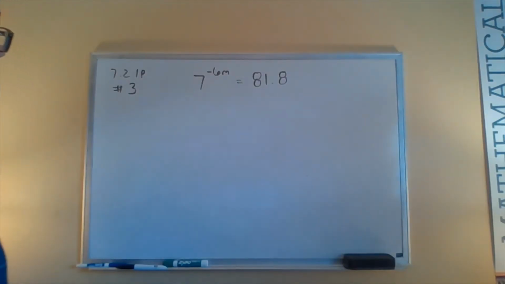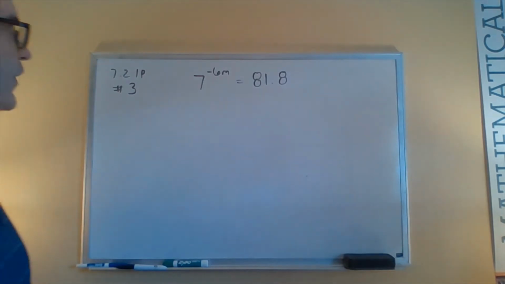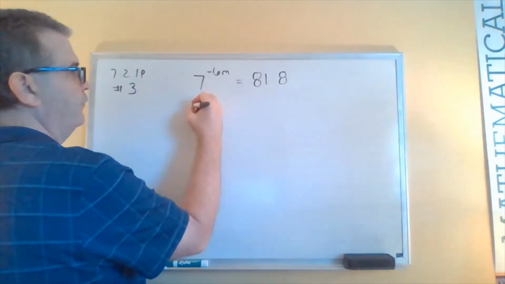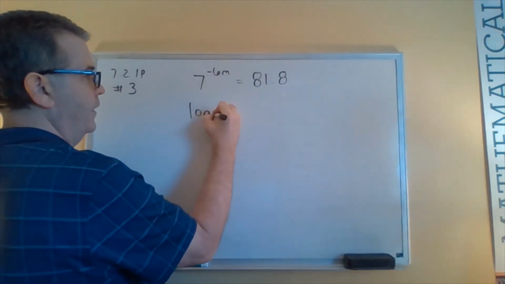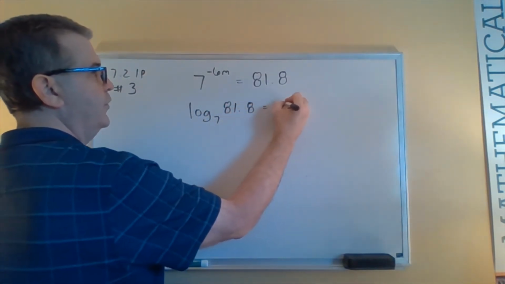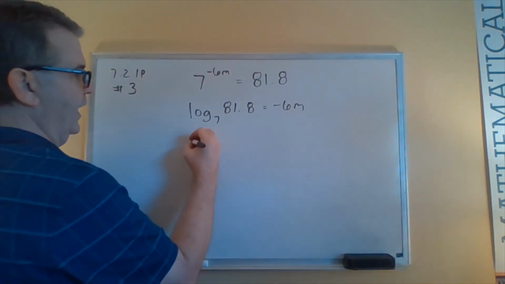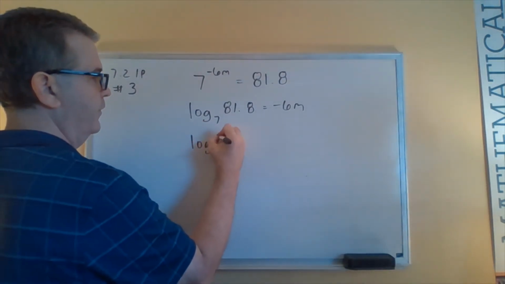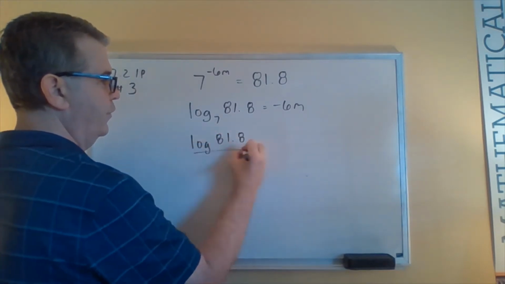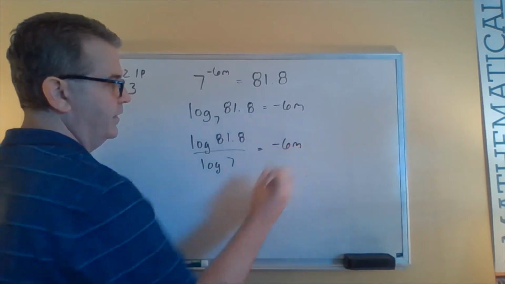Number 3, I have 7 raised to the negative 6m equals 81.8. So I do have my exponential expression already isolated there on the left side. So I'm going to rewrite this in logarithmic form. That's going to be the log base 7 of 81.8 equals negative 6m. I'll now use my change of base on the left side. So I'll get the log of 81.8 over the log of 7, and that's going to equal negative 6m.